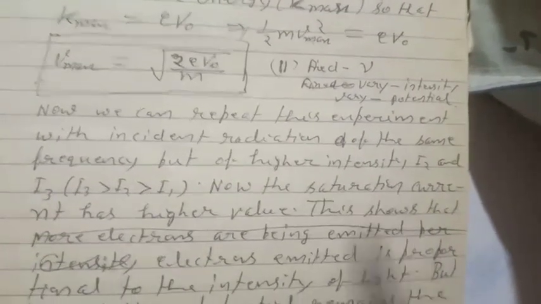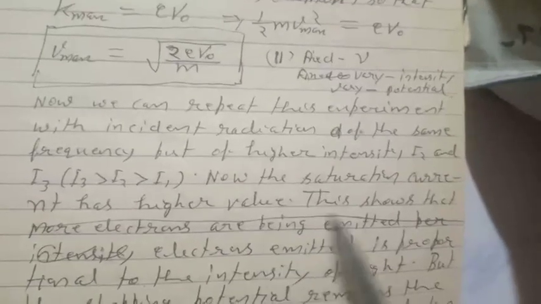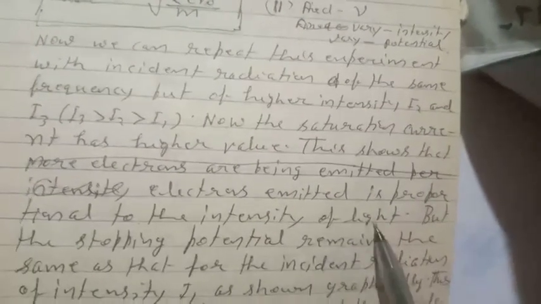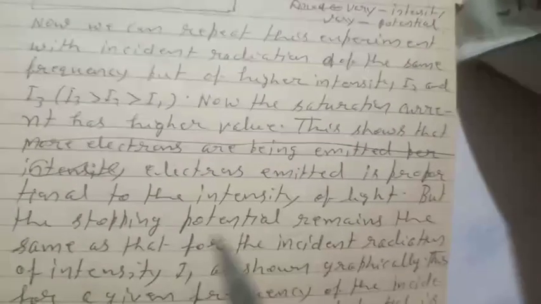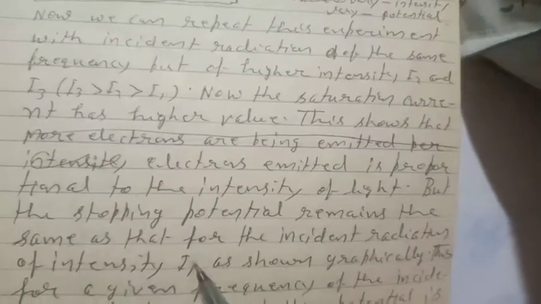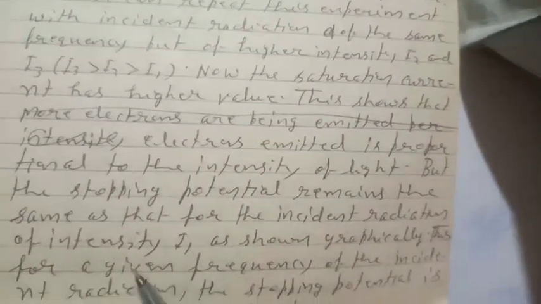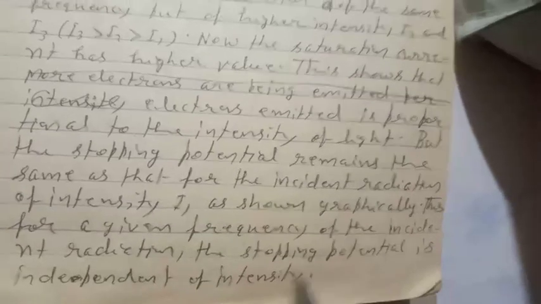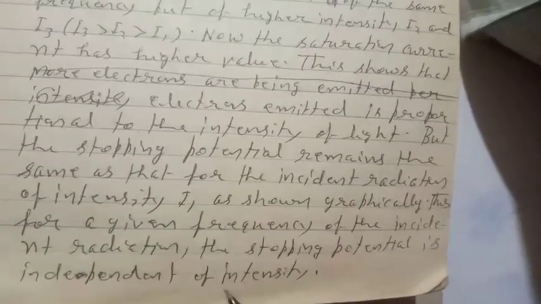Now the saturation current has a higher value. This shows that more electrons are being emitted; the number of electrons emitted is proportional to the intensity of light. But the stopping potential remains the same as that for the incident radiation of intensity I1, as shown graphically. Thus, for a given frequency of the incident radiation, the stopping potential is independent of intensity.